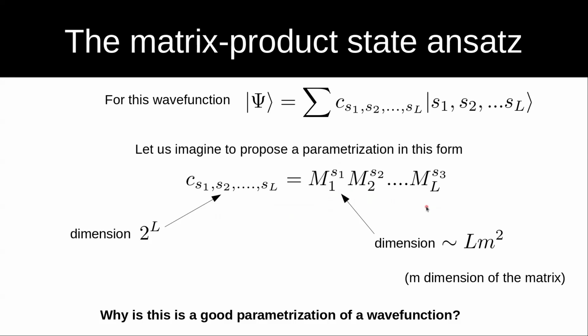What is very important to note here is that whereas in the set of coefficients of the many-body wave function we have an exponentially large number of parameters, in the matrix product state we have a number of parameters that grows simply linearly with the system size. And of course, it grows quadratically with the dimension of the matrices that we take.